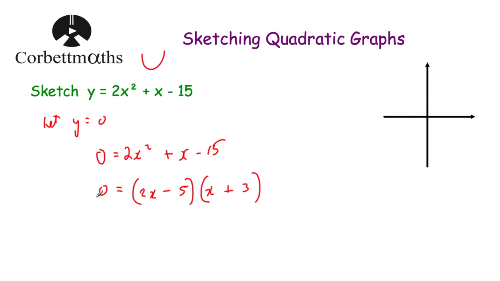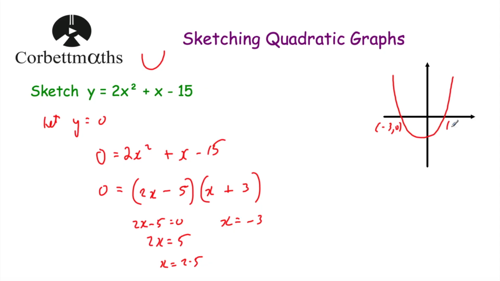Okay, so now let's find our solutions. We want to find when each bracket is equal to 0. So here, x would be equal to negative 3. And here we've got 2x minus 5 equals 0. So it means that 2x equals 5. So it means that x equals 5 over 2 or 2.5. So I'm just going to write 2.5 there. Okay, so that's fantastic. We've now found where the graph crosses the x-axis. It crosses the x-axis at negative 3 and 2.5. So let's sketch it. And so let's label these points. That'll be negative 3, 0, and that would be 2.5, 0. So we've labeled the points where the graph crosses the x-axis.